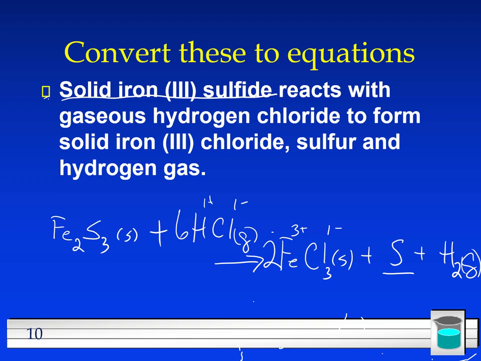Because I want to check one last time. 2 Fe's, 2 Fe's. 6 H's, oh, I don't have 6 H's, so I've got to put a 3 in front of H2 to get my 6 H's. What about my 3 S's? Don't have my 3 S's either, do I? What about my, well, 6 Cl's, 6 H's, 2 Fe's, 3 S's?